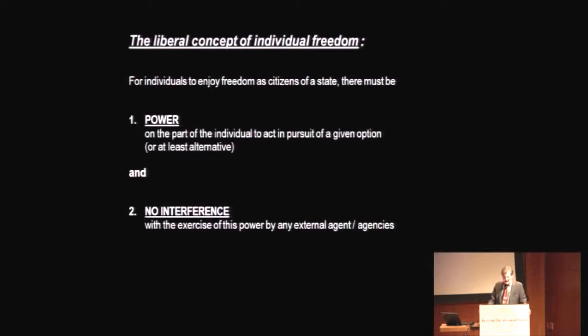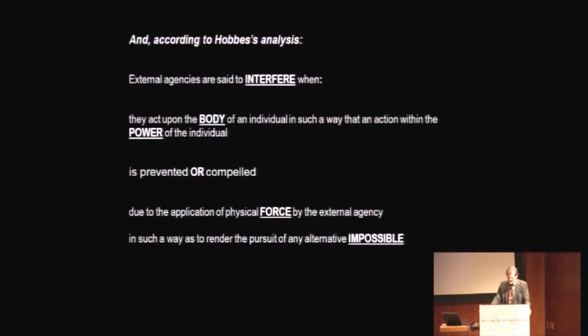Well, of course, Hobbes has thought about that. He's not a B student, and here it comes. According to Hobbes's analysis, an external agent is said to interfere when they act upon the body of an individual in such a way that an action counterfactually within the power of that individual is either prevented or compelled due to the application of physical force by the external agency in such a way as to render the pursuit of any alternative impossible. Hobbes summarizes in chapter 21 of the Leviathan, freedom is simply the absence of external impediments of motion.